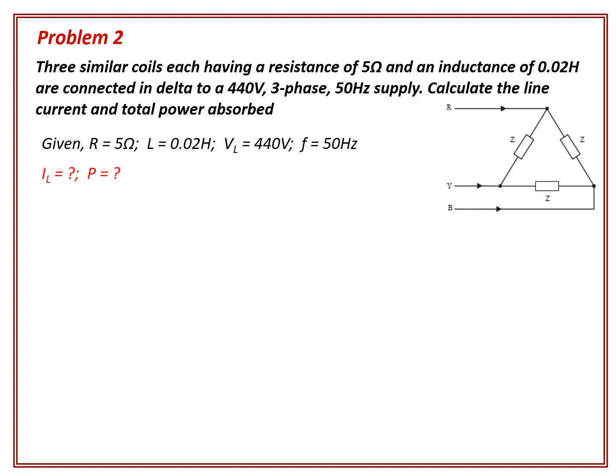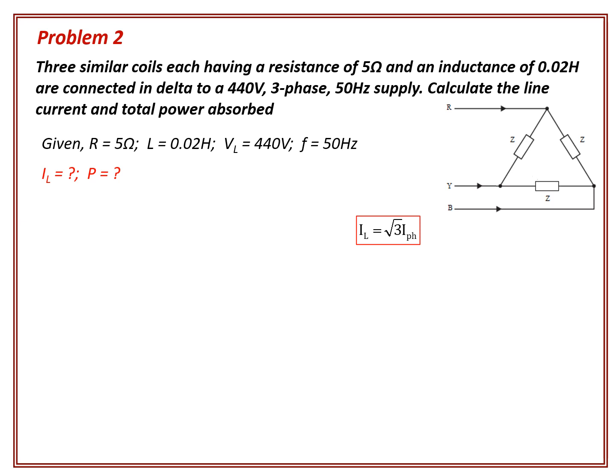Here we have to consider three similar coils connected in delta. A coil has resistance and inductance, and in this case it's given resistance of coil as 5 ohm and inductance as 0.02 Henry. These are the values for one phase, and it's given the supply voltage as 440 volt. Consider it as VL, the line voltage VL equal to 440 volt. F is equal to 50 Hz, and question is to calculate the line current and the total power absorbed.